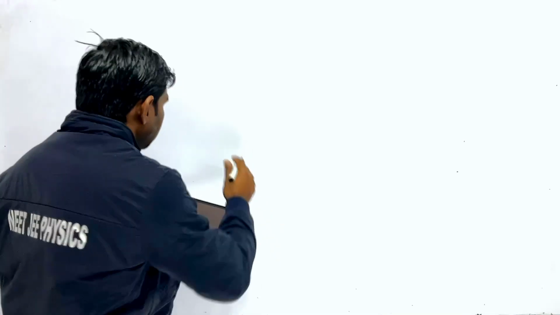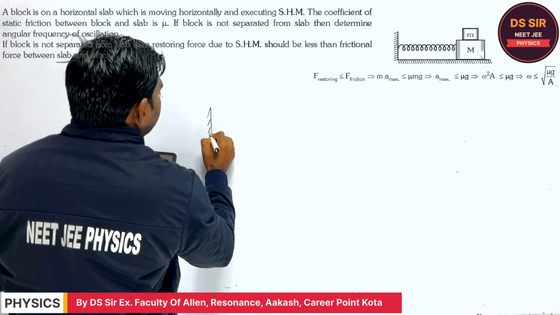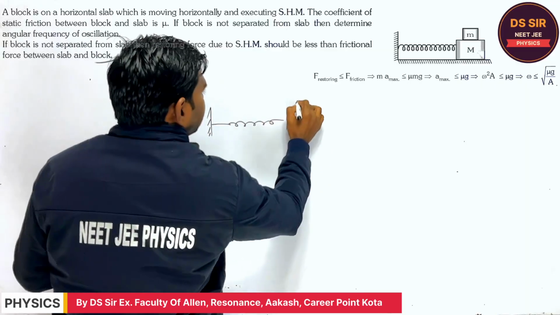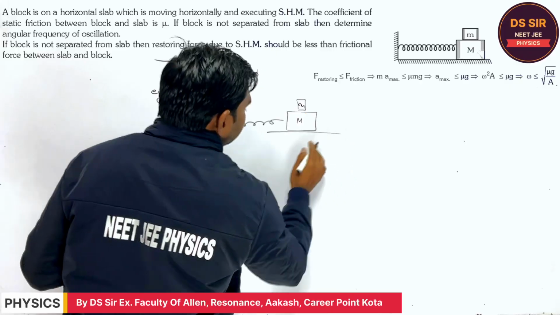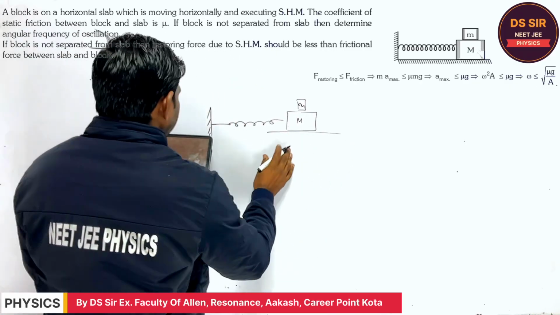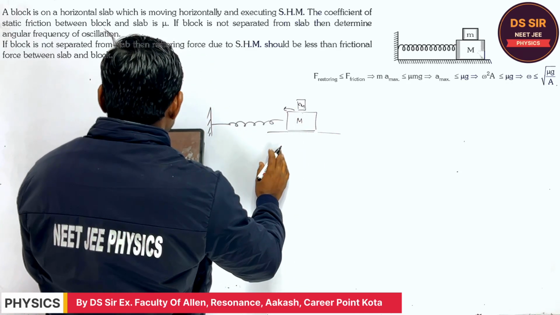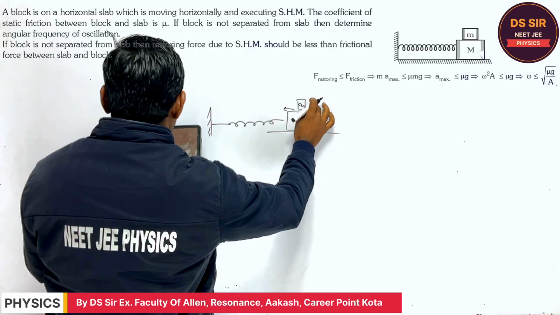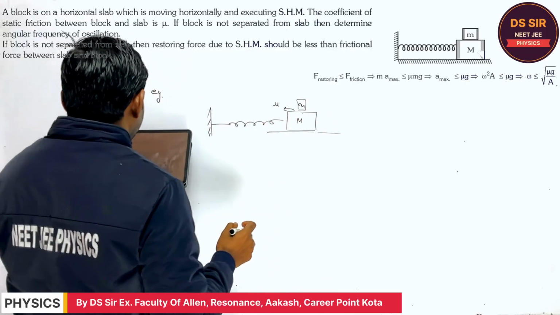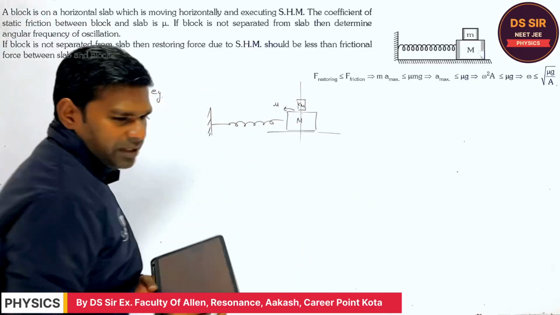So read this question. In this question, a block is placed on a horizontal slab. Suppose this is the big block, the capital M, and the small m is placed over here. This is the same question you sent me as a doubt. The friction coefficient between the block and the slab, this is a slab and this is a block, is mu. If the block is not separated from the slab, then determine the angular frequency. So we have to find the angular frequency.